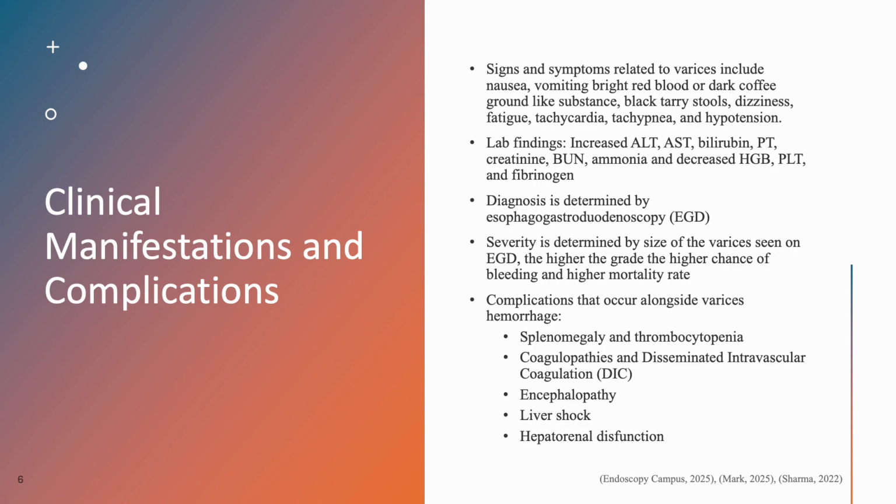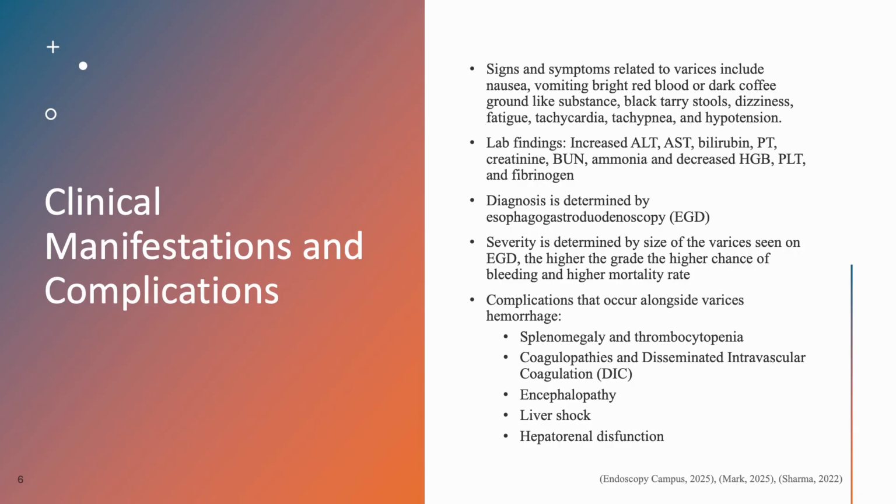Encephalopathy, because the liver isn't filtering out toxins like it normally should from the blood, patients can become confused and lethargic. Patients can develop liver shock due to the increased amount of nitric oxide building up in the blood, causing hypotension, or causing vasodilation and hypotension. And it can also cause hepatorenal dysfunction.